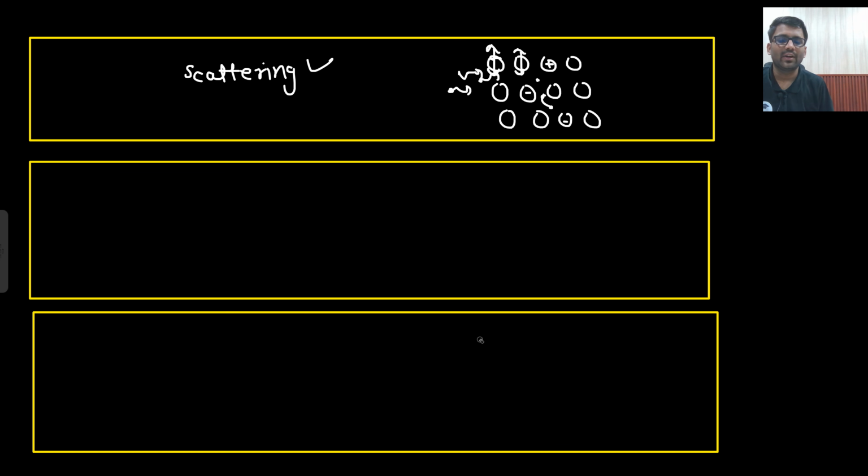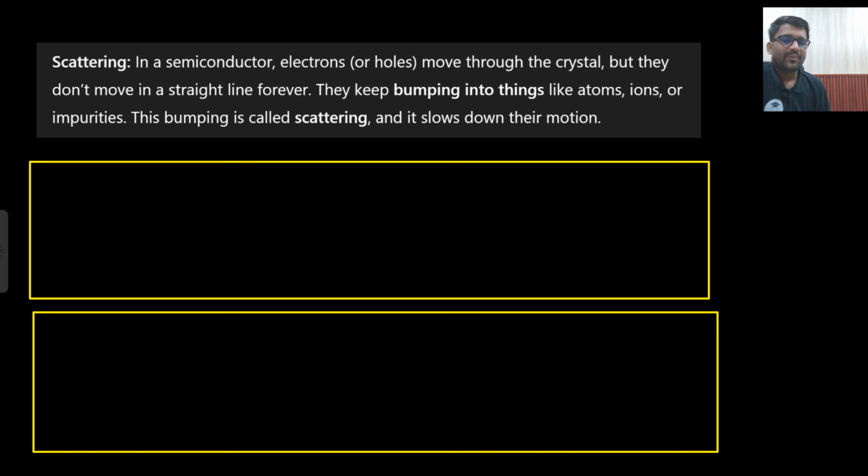So there are mainly two kinds of scattering. So first let's remove it and read the definition of scattering. Scattering: in a semiconductor, electrons or holes move through the crystal, but they do not move in a straight line forever. They keep on bumping into things like atoms, ions, or impurities. This bumping is called scattering, and it will slow down their motion.